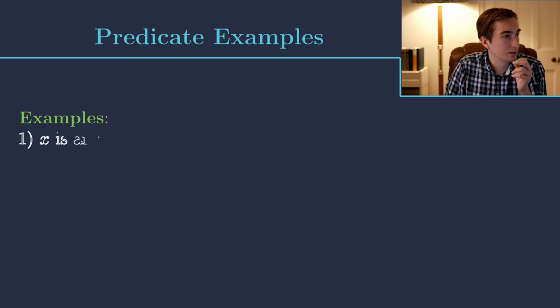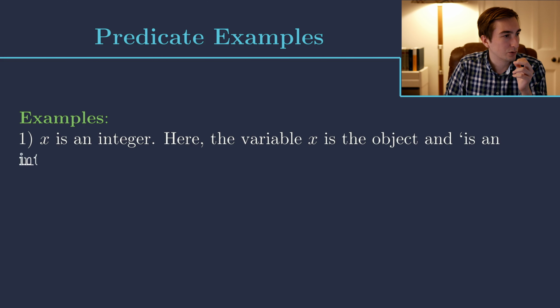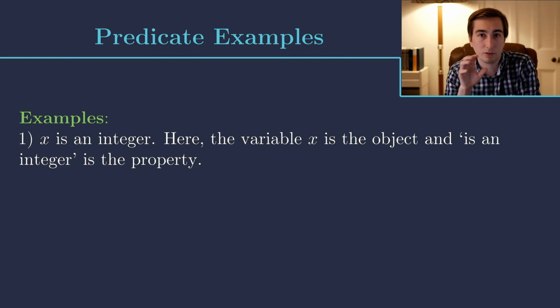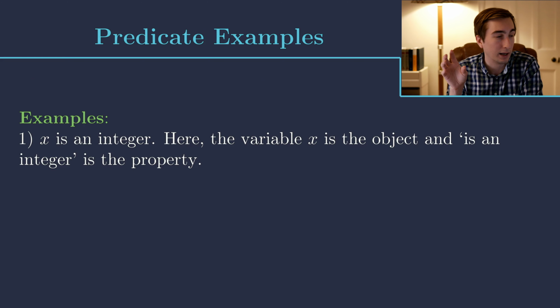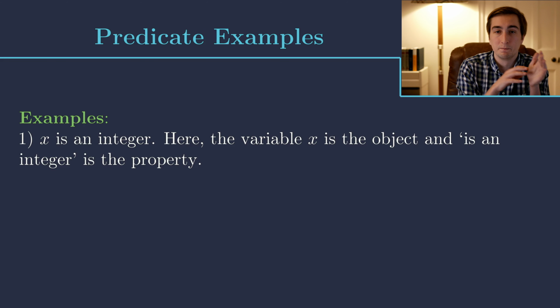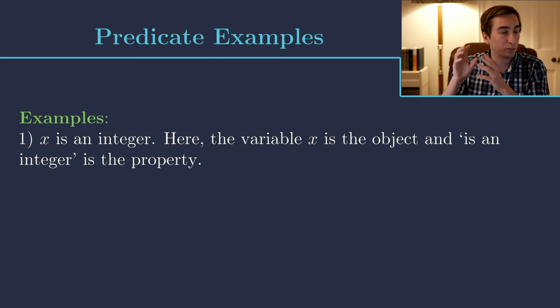And our first one that we've got here is going to take x is an integer. And in this story, let's see how this relates to now formalizing our idea of this property and object. So here the variable x is the object and "is an integer" is the property. So our predicate here is x is an integer. And from that predicate, we can identify what is the property and what is the object. The object is the variable and the property is this statement, effectively "is an integer".